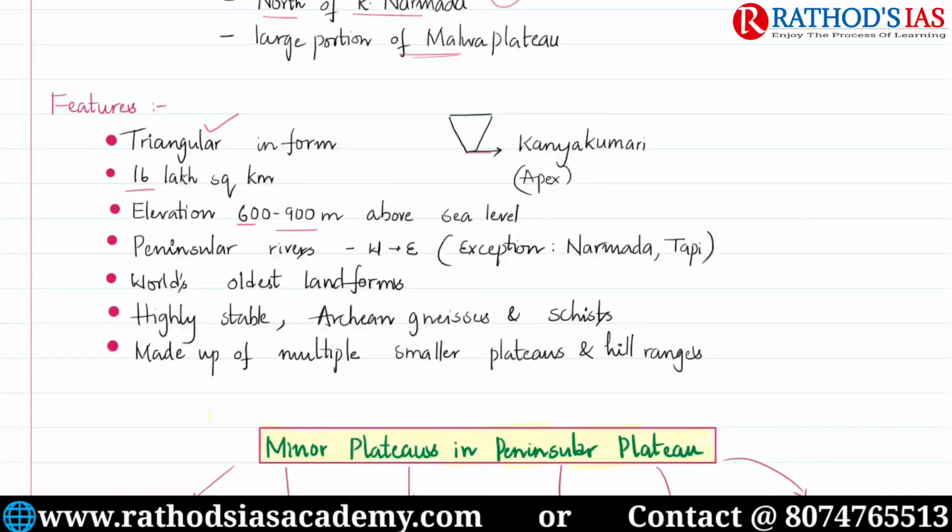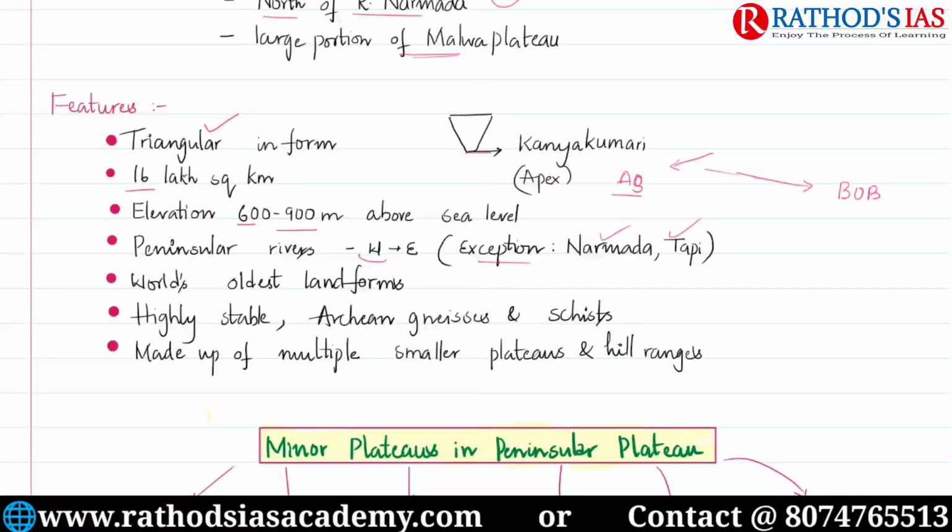And we can see there are a number of peninsular rivers that mainly flow in this peninsular region, especially from west towards east, and finally they drain into the Bay of Bengal. But there are some rivers which also flow westwards and join the Arabian Sea. For example, Narmada and Tapi are two exceptions.